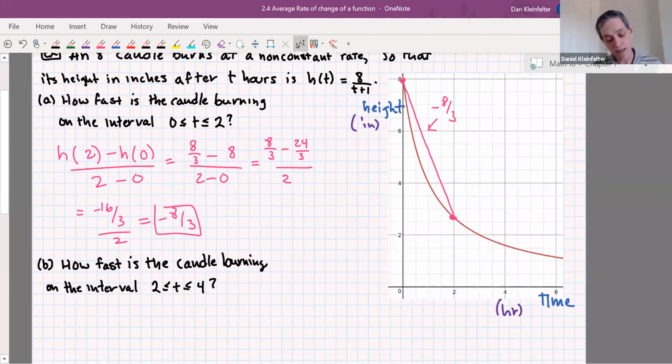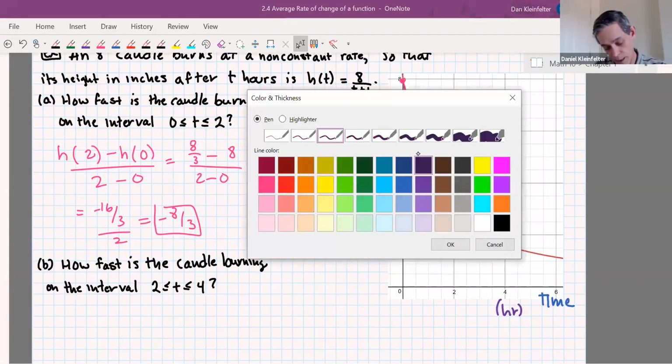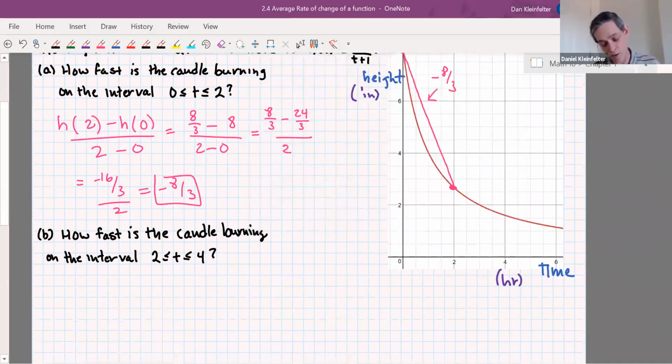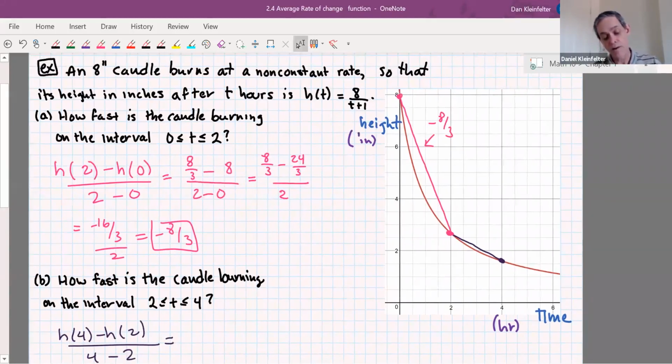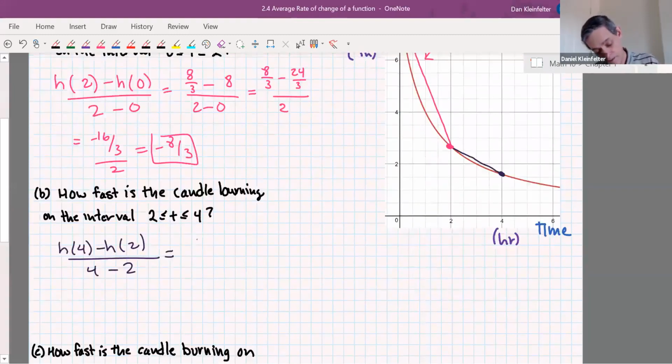Okay, next up, we'd like to figure out how fast the candle is burning over the interval between 2 and 4. So that will be h of 4 minus h of 2 divided by 4 minus 2. H of 4, 8 over 4 plus 1, that's 8/5. And then we calculated h of 2 before, that was 8/3. And then we're going to divide through by 2.